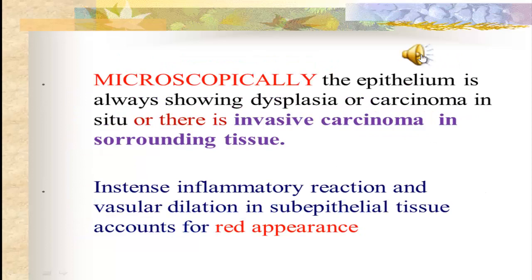Erythroplakia has multifactorial origin, but the use of tobacco is a major factor. Microscopically, the epithelium is always showing dysplasia or carcinoma in situ, or there is invasive carcinoma in the surrounding tissue. Intense inflammatory reaction and vascular dilation in the subepithelial tissue accounts for the red appearance of the lesion.